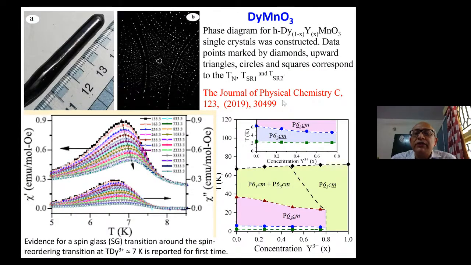This shows the single crystal of dysprosium manganese oxide, and you see the single crystal pattern and the size of the single crystal which is grown, and some of these measurements. This shows a very good transition, a spin glass transition, around a reordering temperature of around 7K. These authors say that this is reported for the first time, and this is published in the Journal of Physical Chemistry 2019. Finally, they were able to construct the temperature concentration phase diagram for this single crystal. I think this is also a collaboration with Raja Ramanna Center.